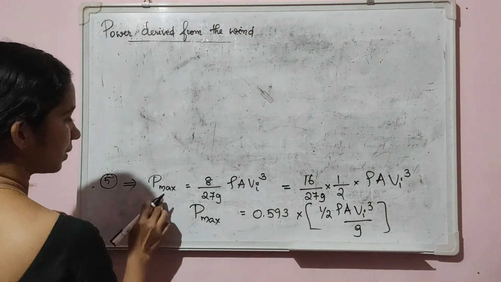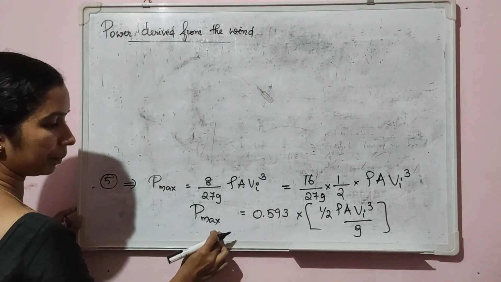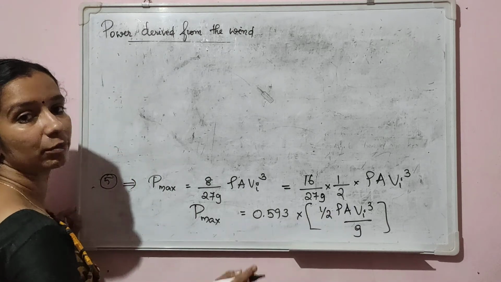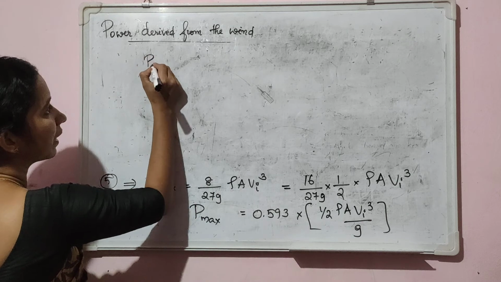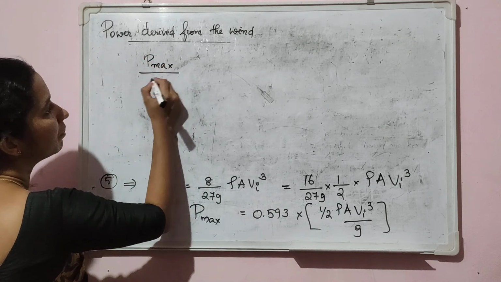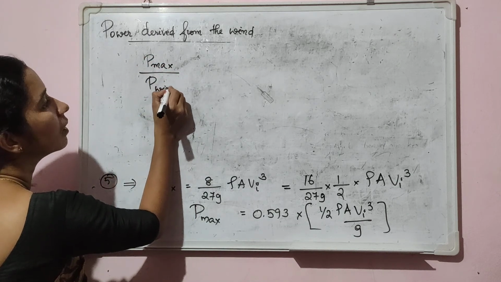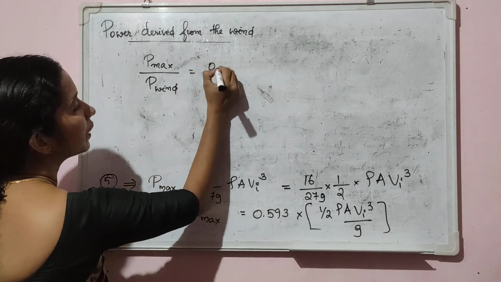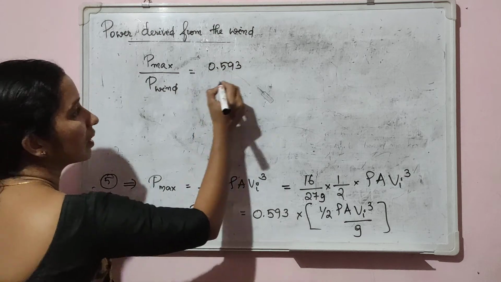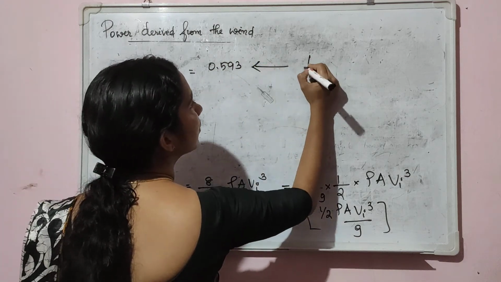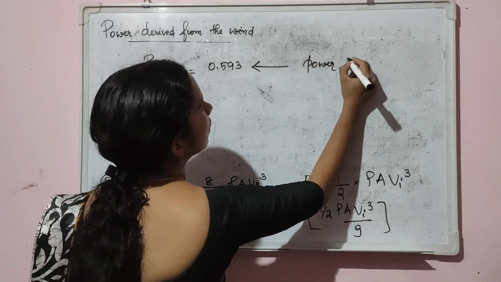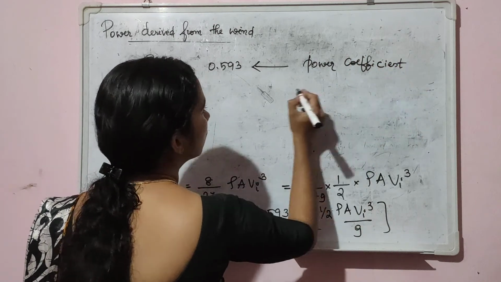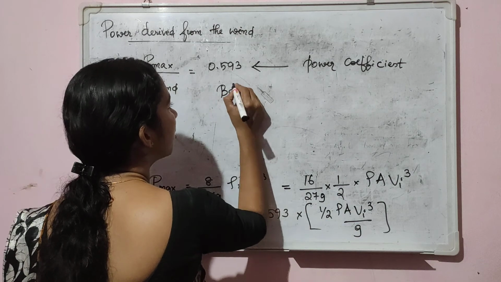Now let us write P max divided by P wind, where P wind is the power available in the wind. P max divided by P wind is equal to what? 0.593, and this is known as the power coefficient of the wind turbine, also known as Betz's limit.